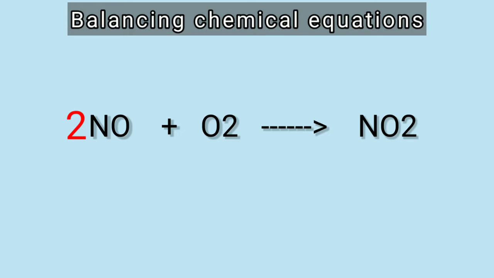If we do that, then the nitrogen balance gets disturbed. To equalize nitrogen, we will write 2 as a coefficient of nitrogen dioxide. So we have 2 nitrogen atoms on both sides. Let us check oxygens. 2 oxygen plus 2 oxygen, 4 on the left side, 2 twos are 4 on the right side. So the equation is now balanced.